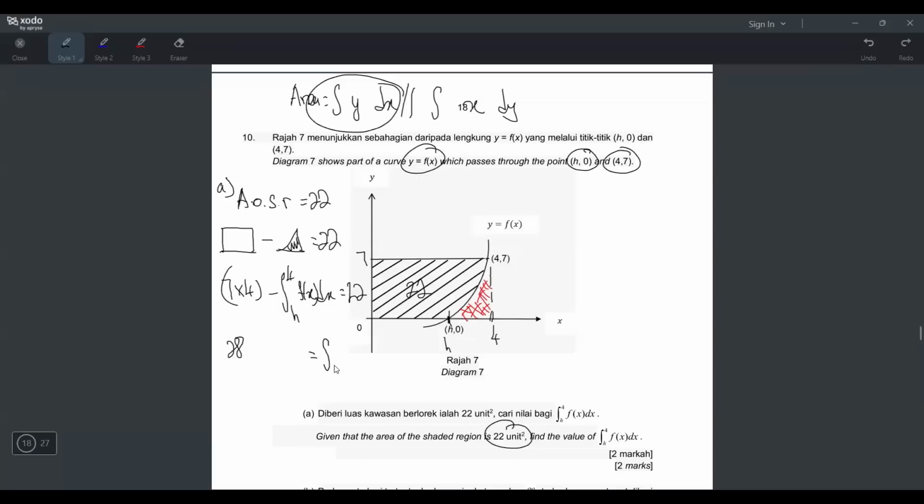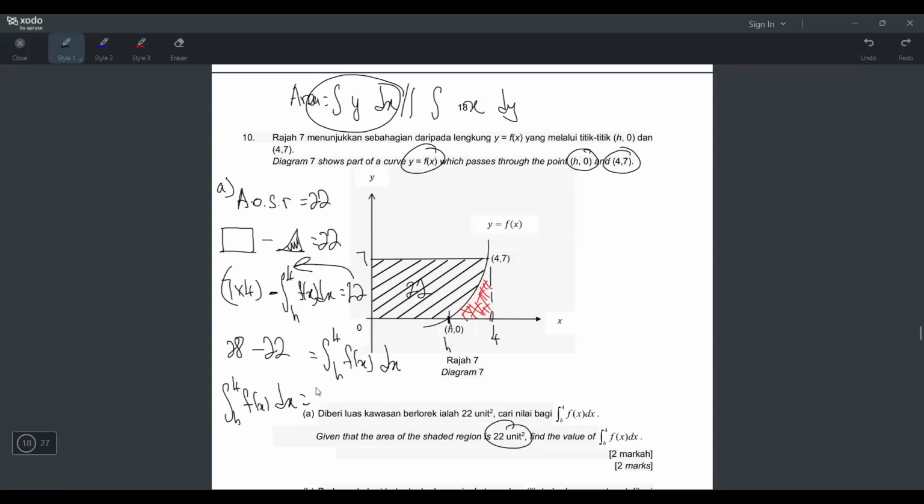So you can move to the other side, it becomes integrate h to 4 f(x) dx. And the minus here, when you move over there, it becomes positive already. And then the 22 moves here, becomes minus 22. So the answer is 6, right? It means integrate h to 4 f(x) dx is equal to 28 minus 22, which is 6, right? It means the red color region area is 6. That's what it means, right?